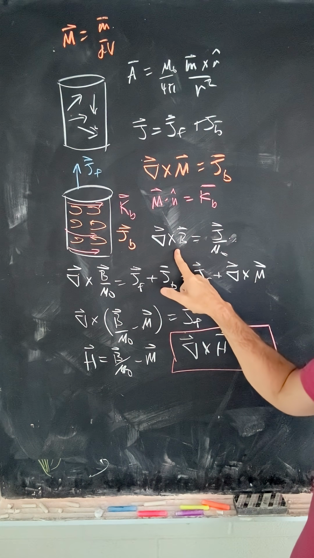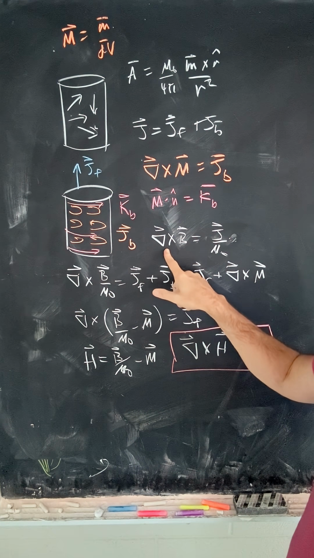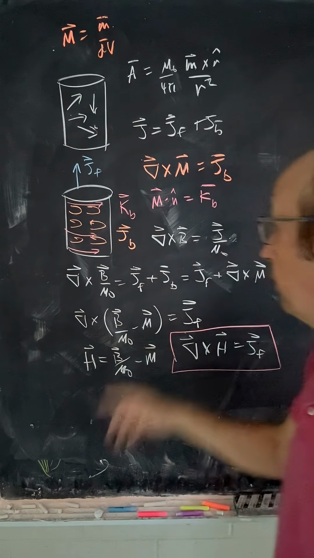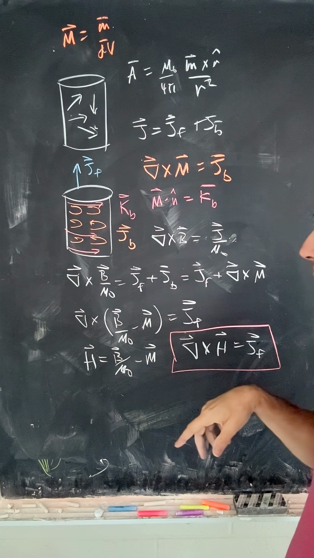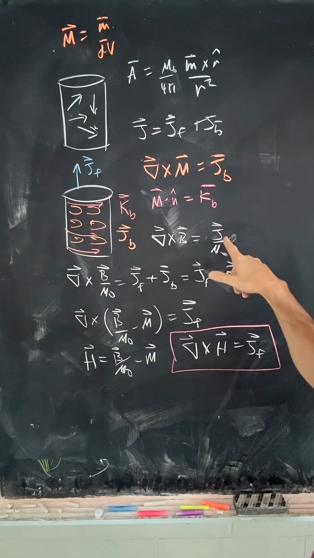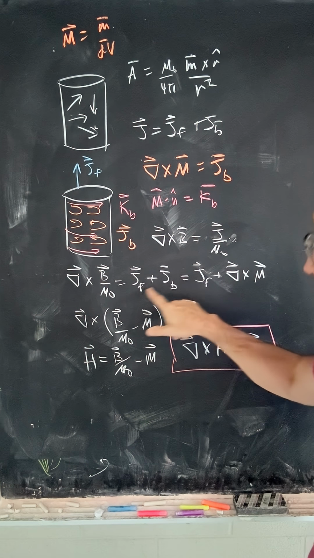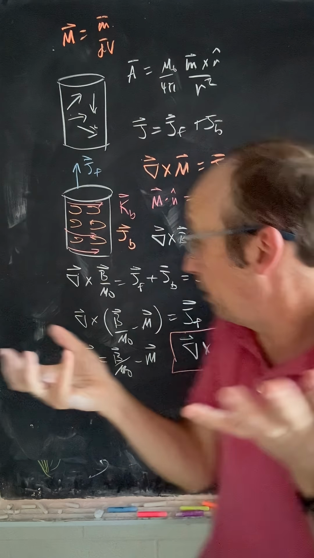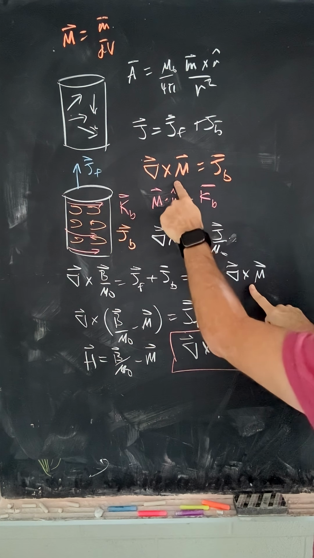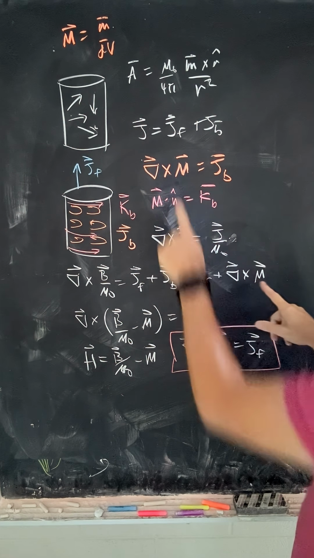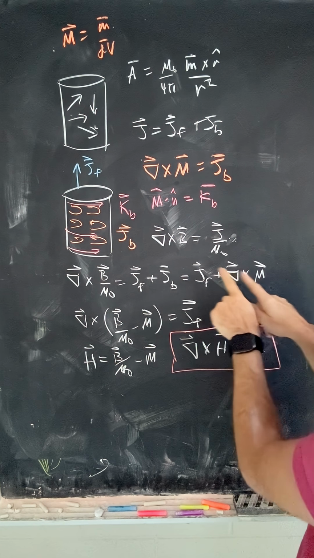Now, going back to Ampere's law, Ampere's law says that the curl of the magnetic field is the total current density divided by mu naught. Well, if I replace the current density with the free plus the bound, I can break it into two pieces. And then I take the bound current density and I replace that with the curl of the magnetization. Then I can move this term to the other side.